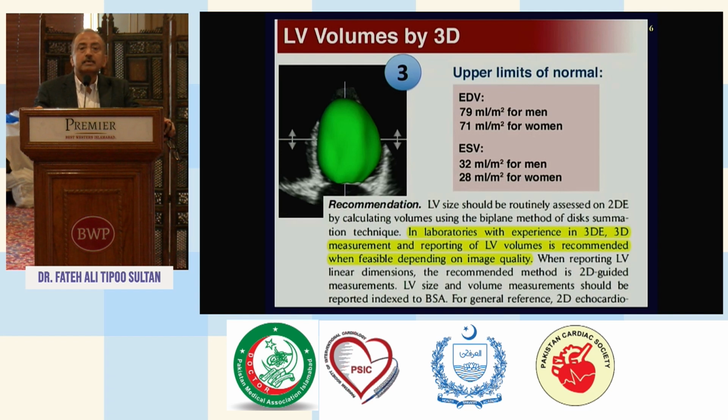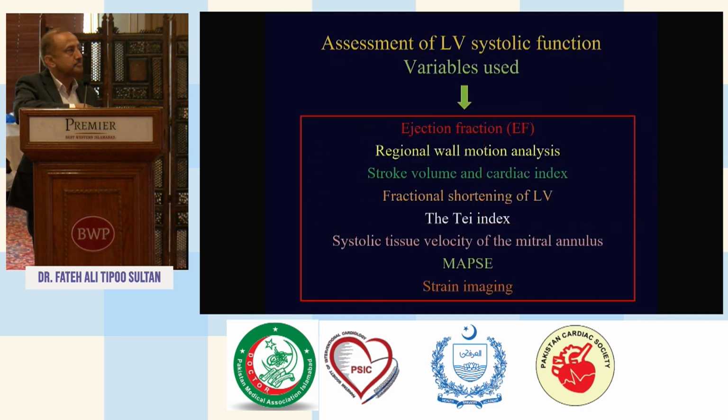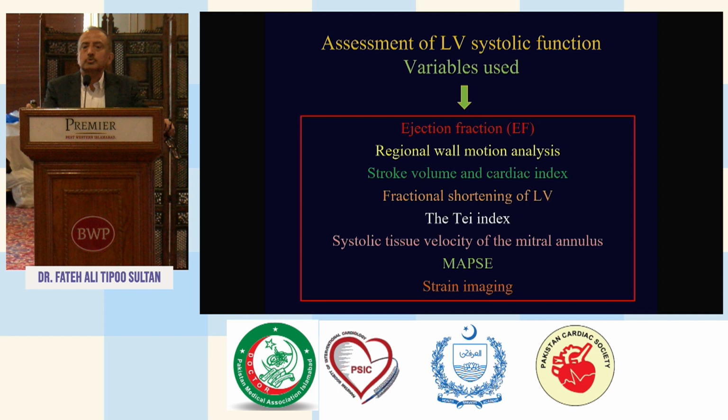But unfortunately, 3D echo is not available everywhere, and there is less expertise of 3D echo. The advantage of taking LV volumes on 3D echo is that there are no geometric assumptions. Now you can see all the areas and there is no assumption to make, and this would be more accurate. But the problem again is the less expertise which is available, and there is low temporal resolution with 3D as well. So this was all about the LV size. LV size is important in all patients with heart failure.